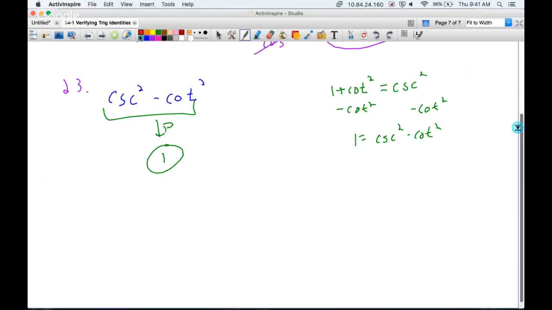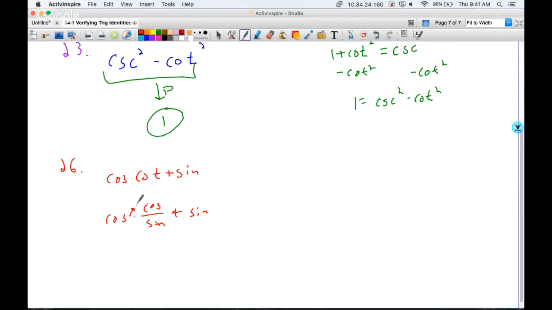All right. Trying to find a more tricky one. 26. Cosine, cotangent, plus sine. Decompose real quick. If you got cosine times cosine over sine plus sine, I can bring that cosine on top. Now I've got a cosine squared over sine plus sine. To get a common denominator, I'm going to multiply this sine by sine over sine. That's a form of 1, so it doesn't change anything, but it enables me to combine these.